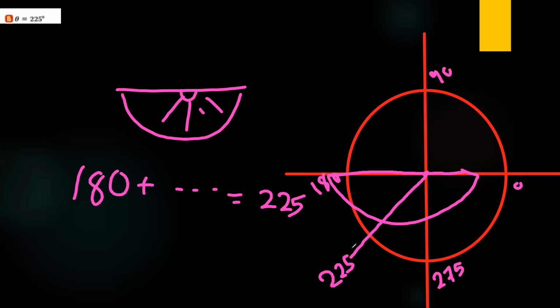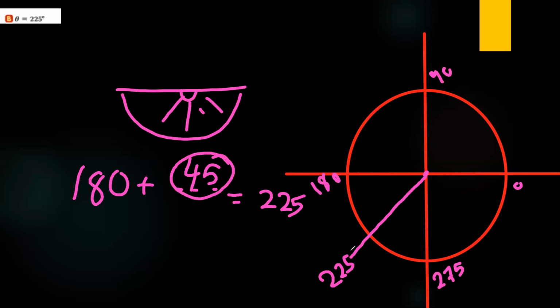So how many degrees do you have to add to 180 to get 225? 60? No. 45. Subtract 225 minus 180, you get 45. So the angle from the negative x-axis up to 225 is 45.